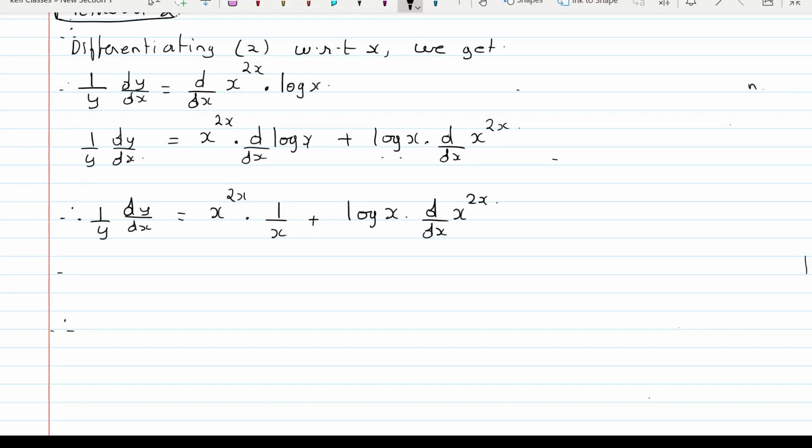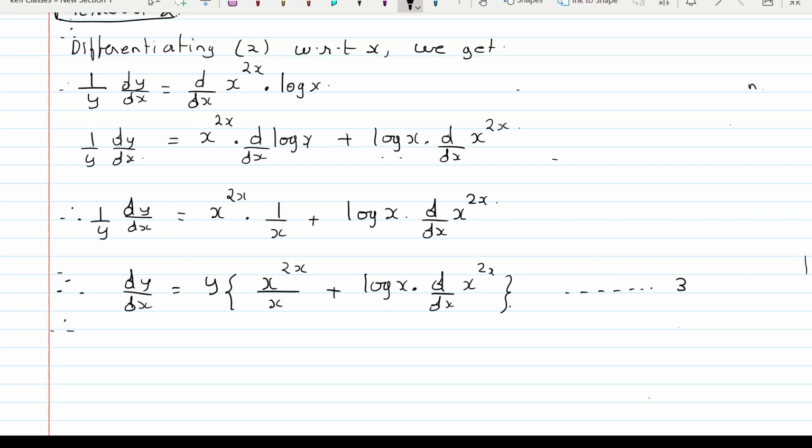अभी इसको कुछ कर नहीं सकते एट प्रेजेंट. So therefore dy by dx is equal to y into x raised to 2x upon x plus log x into d by dx of x raised to 2x. ठीक है, इधर तक आ गया. This we will call as equation 3.